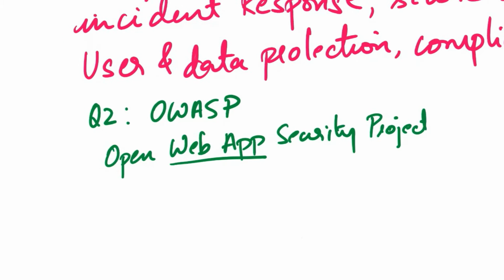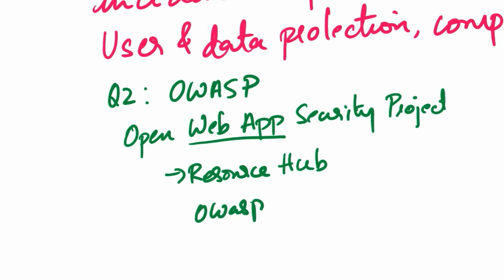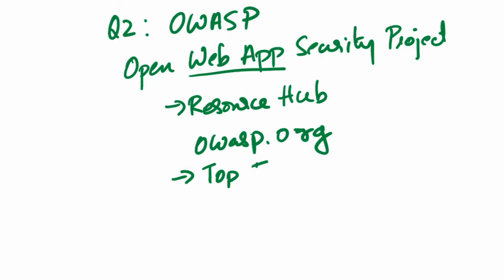Let's see some of the key aspects of OWASP. First is Resource Hub. It maintains a comprehensive set of resources, including guides, documentation, best practice documents, cheat sheets, tools that help developers, security professionals, and organizations to secure their web applications. You can go to owasp.org and you'll find all the information about OWASP. Okay. Next is Top 10 Project.